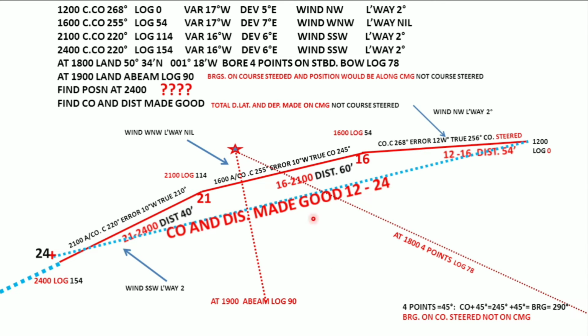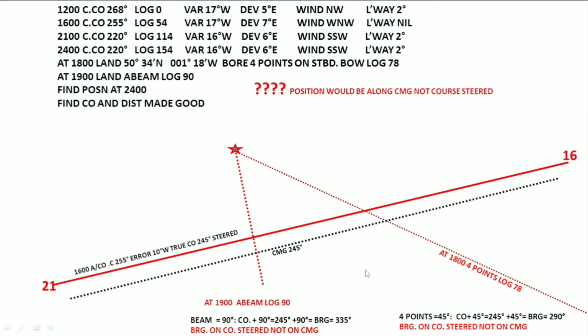So the 4-point bearing, when I'm talking about it, is going to be course plus 45 degrees. So in the first case it will be 290, and a beam will be course plus 90, that is 245, the course steered, not the course made good. Now this bearing is basically a position line. I can be anywhere on this position line. To get my position, I have to have a second position line or a position circle.